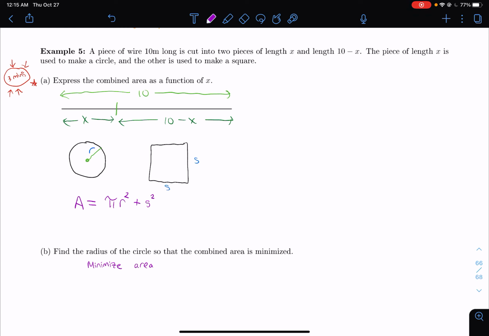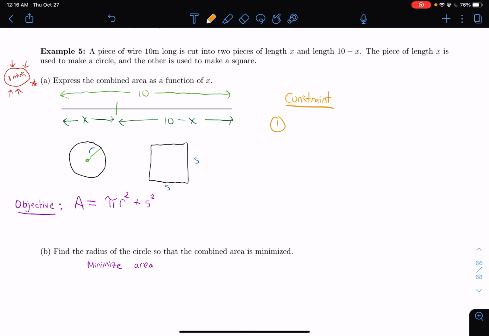So if I have an equation for the thing I want to maximize or minimize, we call that the objective. Eventually for part B, this is going to be the objective, but I want to get this in terms of just x. And what's going to help me there is I need a constraint. I need some other equation based off of info I have in the problem. And for this problem, we're actually going to have two constraints.